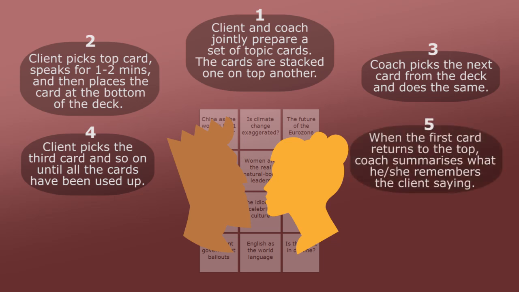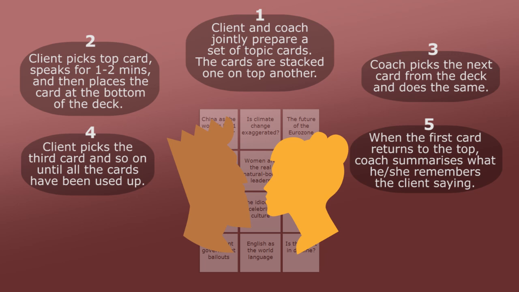Now in step 5, once you have that first topic back on the top of the deck, it's the coach's turn to summarize what they remember their learner saying. And so this will involve a lot of language of summarizing, checking, confirming, correcting information on the part of your learner. A lot of useful business English, in fact language of meetings, can be practiced in this very, very simple conversation activity.